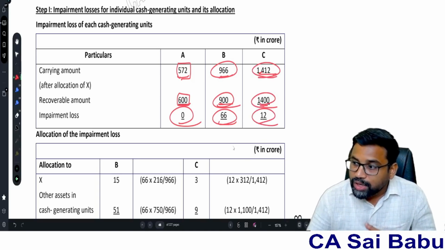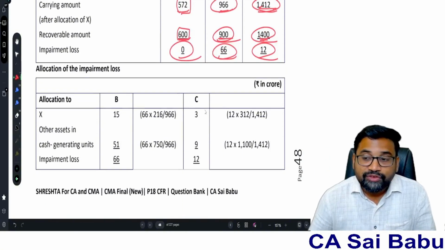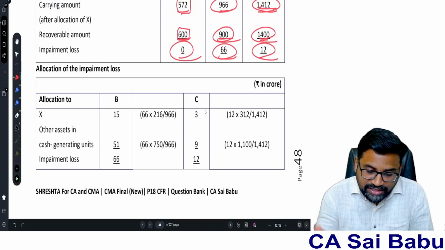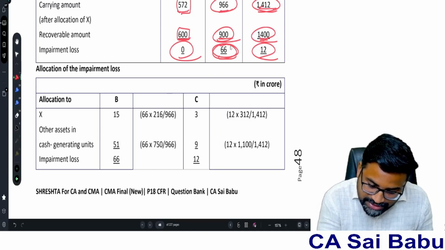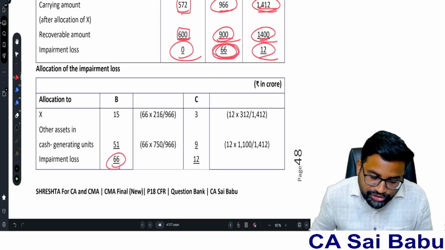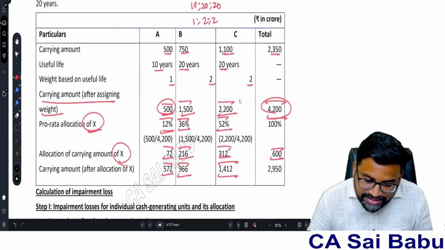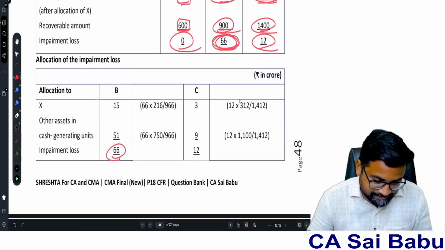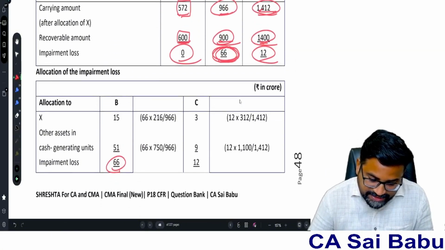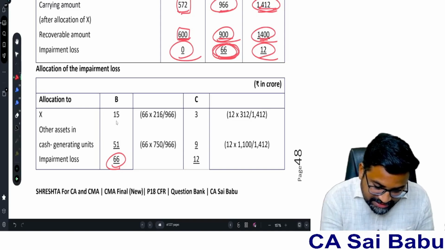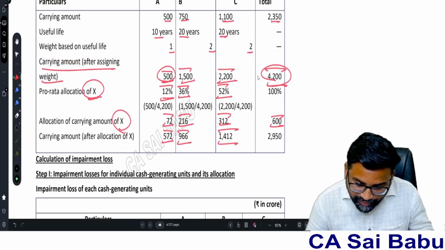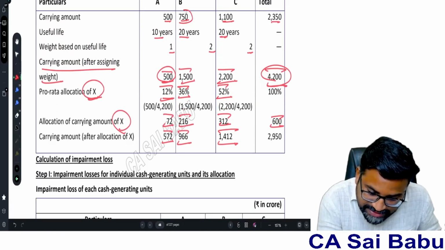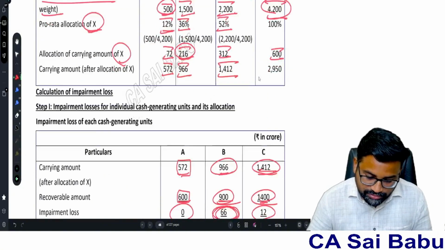Now, very important, sir. Once you know the impairment loss of the CGU, first you need to allocate it to goodwill. If goodwill is not there, and in this case goodwill is not there, then in the cash generating unit B, what is the impairment loss, sir? 66. So this 66, what you need to do is, what are all the assets in this B? For those assets, you need to allocate. So this 66, see how they have allocated between the assets. In the cash generating unit, the first asset is corporate asset X, other assets. So whatever be the value, carrying amount. So in case of B, 750, 216. So in this ratio, they have allocated.